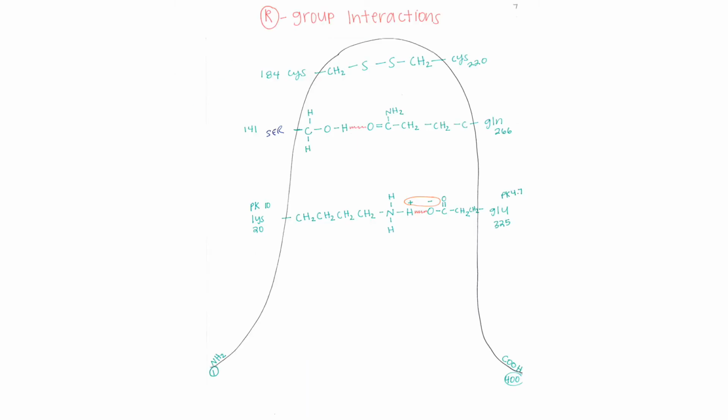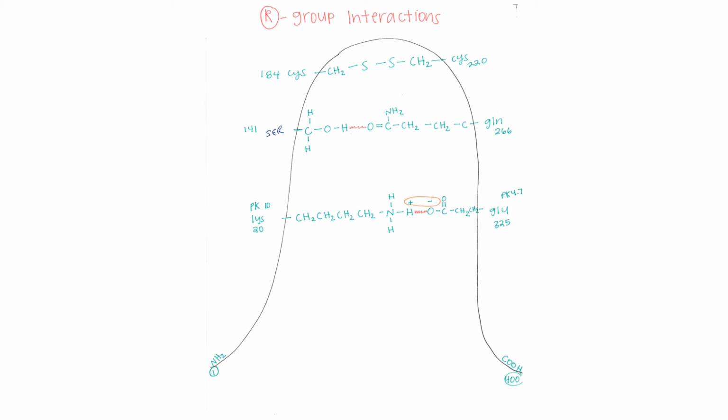Now let's look at interactions between R groups. Okay, so here I'm showing just a line diagram of a protein. The amino terminus is labeled number 1. The carboxy terminus is labeled number 400, so there's 400 amino acids in this protein. And we're really only looking at 6, but realize that there's 400, but we're only looking at 6.